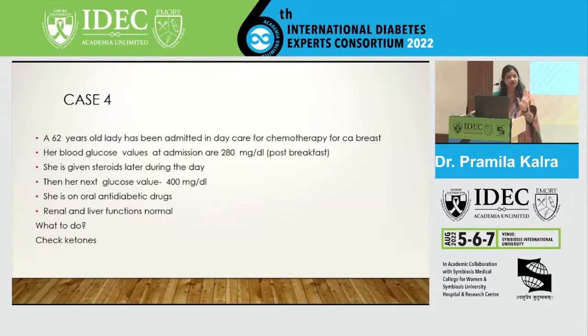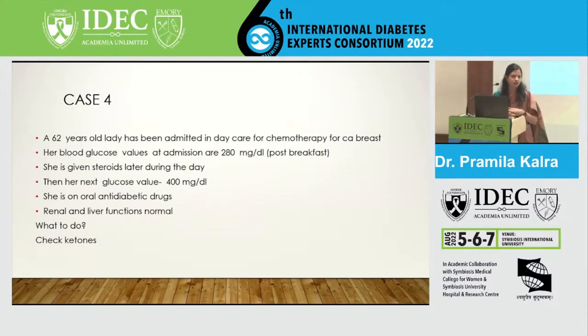She is a known diabetic. She has come to the hospital today, and she is already on oral anti-diabetic drugs. You find her glucose value 280. Now what to do? Now you gave her steroids. It obviously went up, because of the steroid. But before that only, it was 280.